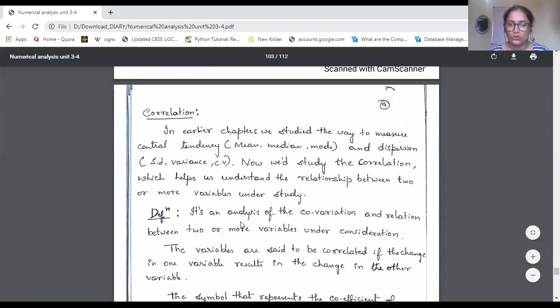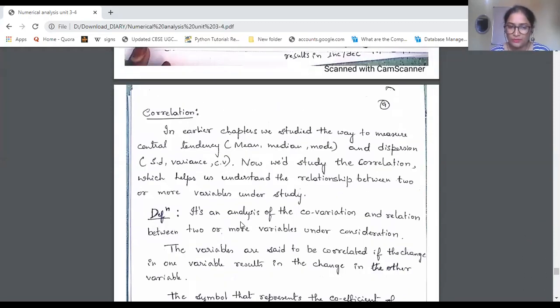Okay. So here is the definition for correlation. The definition says that the correlation is an analysis of the covariation and relation between two or more variables under consideration. Whenever we have a system consisting of two or more variables, when I say variables, these are all the factors that show some attribute of the system. For example, temperature, pressure, humidity, heat, all of these can be different variables in the environment, right? So they might be interdependent on each other. Like I said, the temperature and pressure, they are interdependent. If the pressure increases, the temperature also increases.